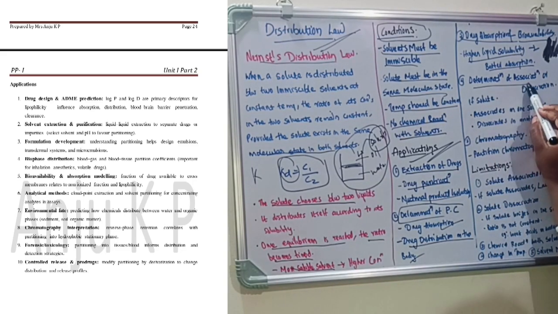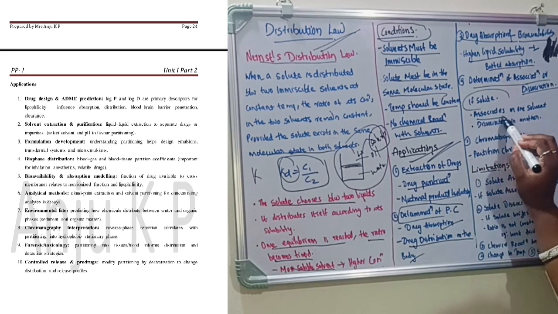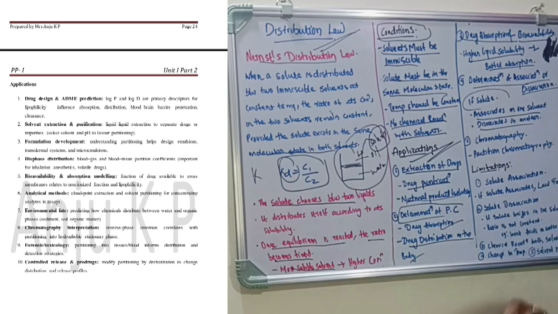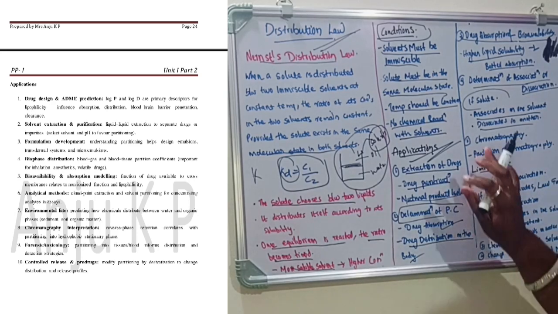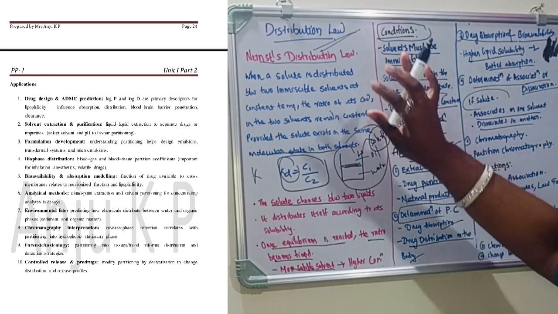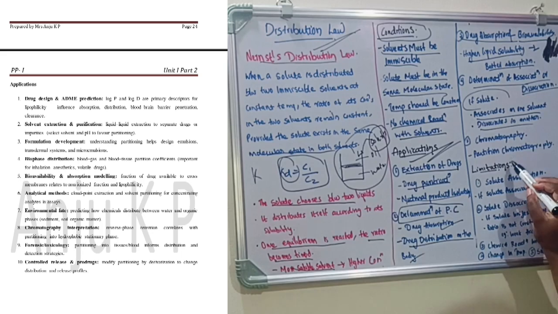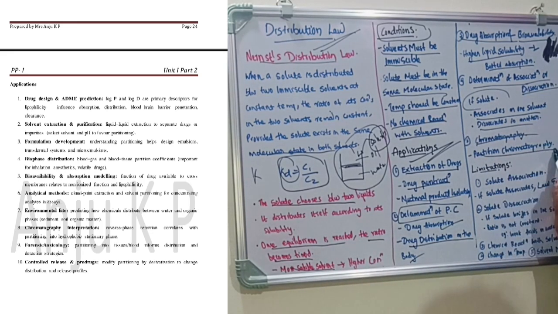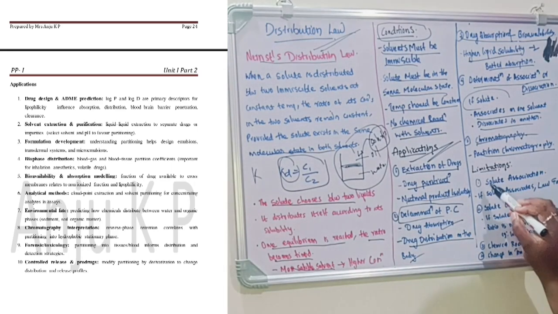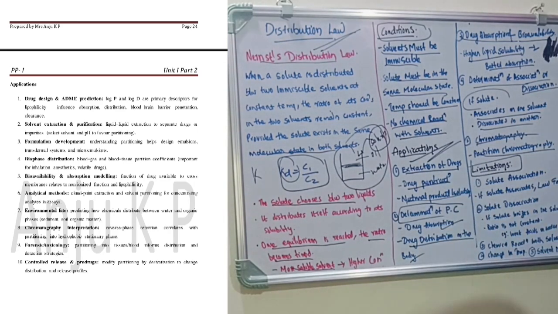Then determination of association or dissociation: if your solute associates in one solvent or dissociates in another, we can learn that. These are the applications of your distribution law. The last one is chromatography, that means partition chromatography, where we can do separation by this. Now comes the last topic, that is limitations.